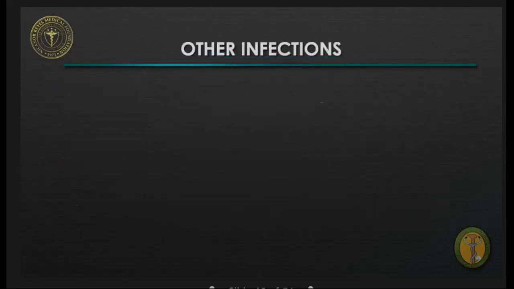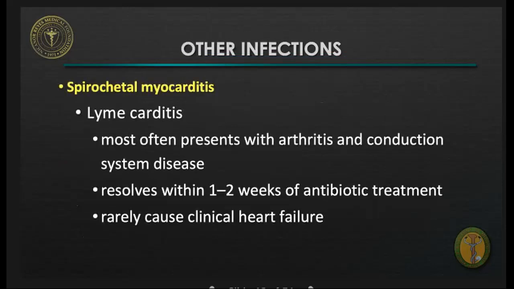Next is spirochetal myocarditis, which has been diagnosed from myocardial biopsies containing Borrelia burgdorferi that causes Lyme disease. Lyme carditis most often presents with arthritis and conduction system disease that resolves within 1 to 2 weeks of antibiotic treatment, only rarely causing clinical heart failure.